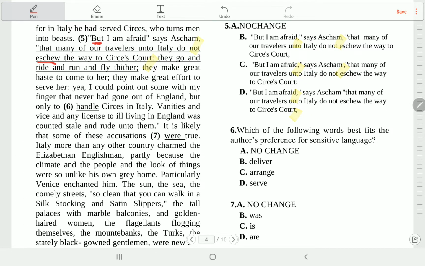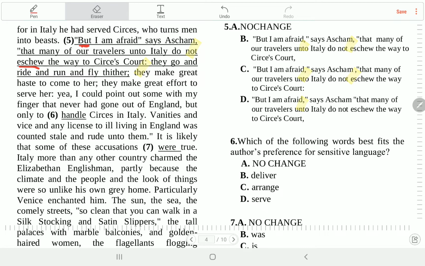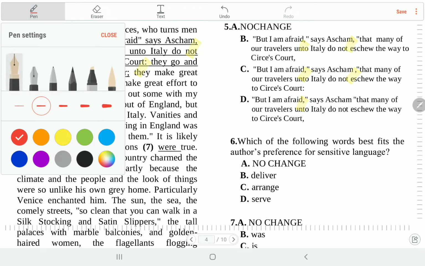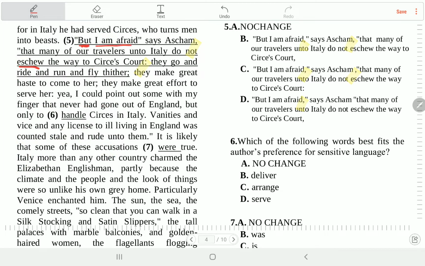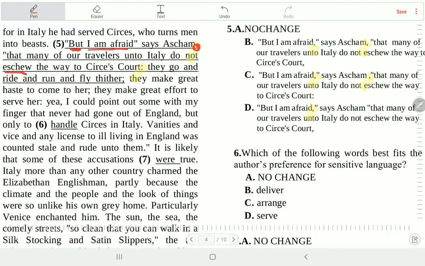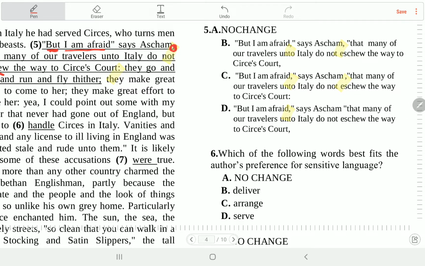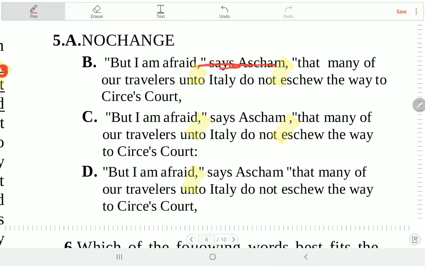Okay. طيب. Okay, so let's read A again. شوف بيقول ايه. So I am afraid. بعدين ايه؟ says Ascham, comma. طيب. That says Ascham, comma that. يعني don't you think in a comma that غريبة شوية؟ طب أمال ايه؟ ممكن تكون says Ascham. بص كده في B. But I'm afraid. طب says Ascham. This is an unessential. So we can just delete it كده. يبقى I'm afraid that.